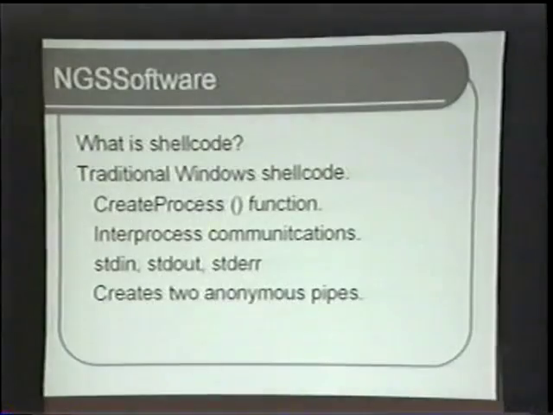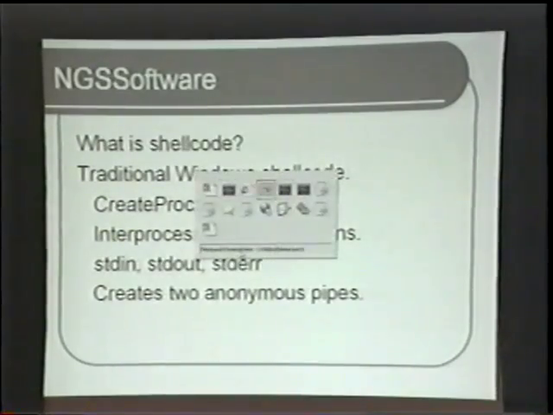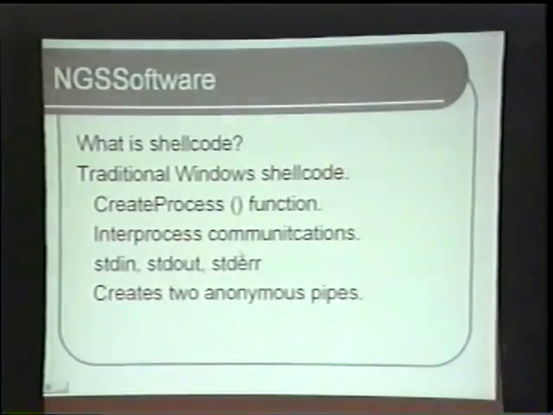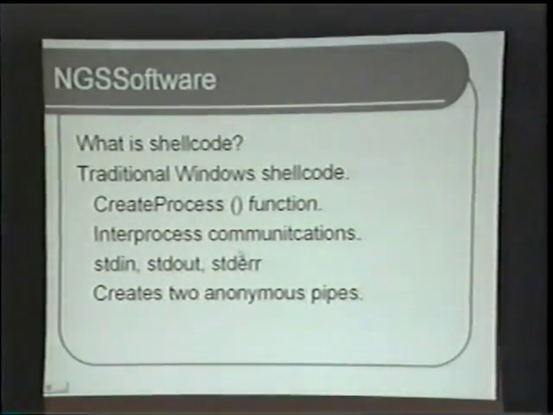So we're going to look at shellcode now. What is shellcode? Shellcode essentially is exploit code that will drop me into the equivalent of a command shell. One of these things, we've all seen them. Traditional Windows shellcode is around about 600 to 700 bytes.